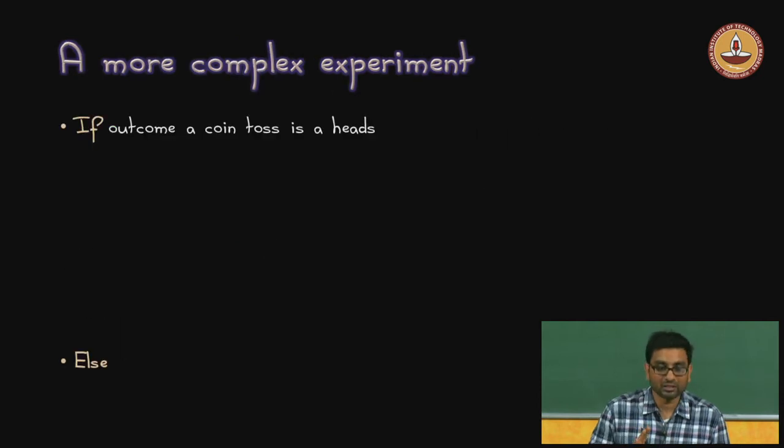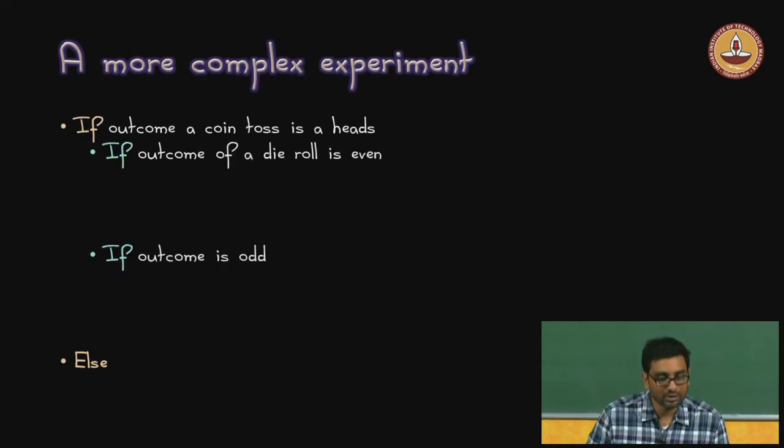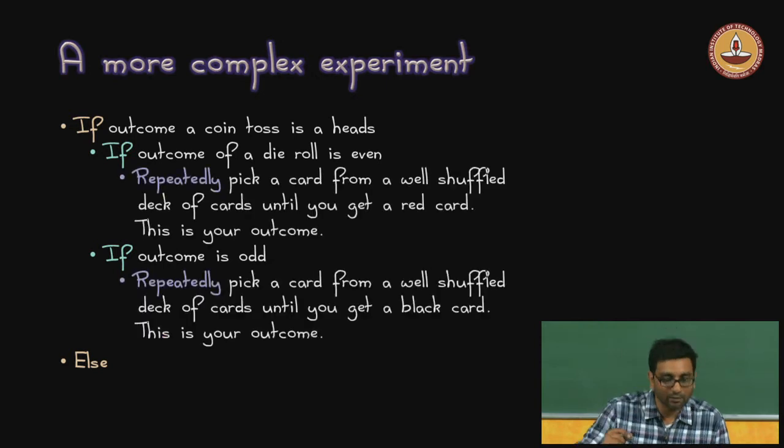Here's a more complex experiment. We're just going to put together a few experiments and create a new experiment. We can do that. So now what we're going to do is toss a coin first. If the outcome is heads, we'll do something, otherwise we'll do something else. If the outcome is heads, then we'll roll a die. After we roll a die, we repeatedly pick a card from a well shuffled deck of cards until we get a red card. That is if the die roll comes up even.